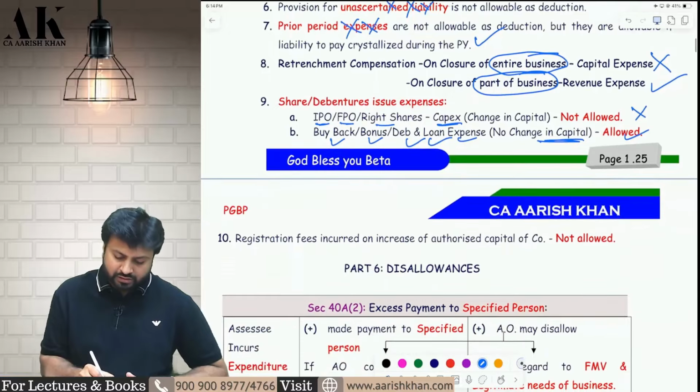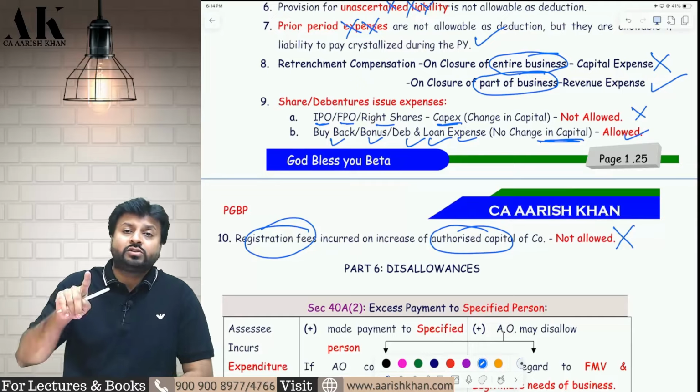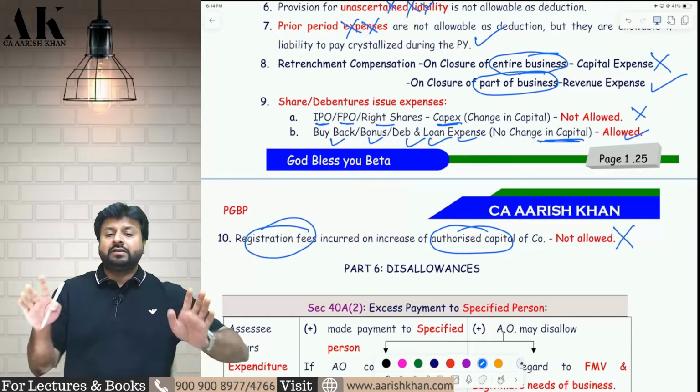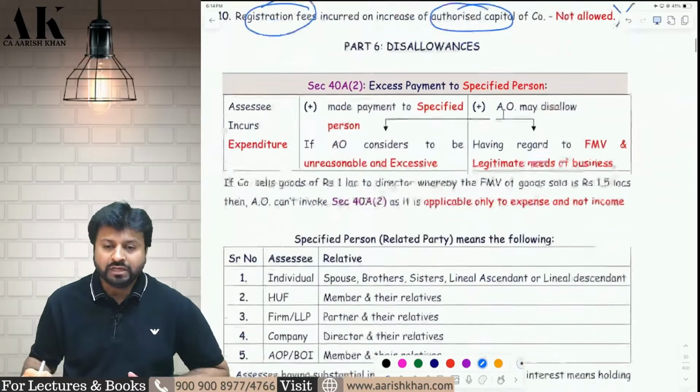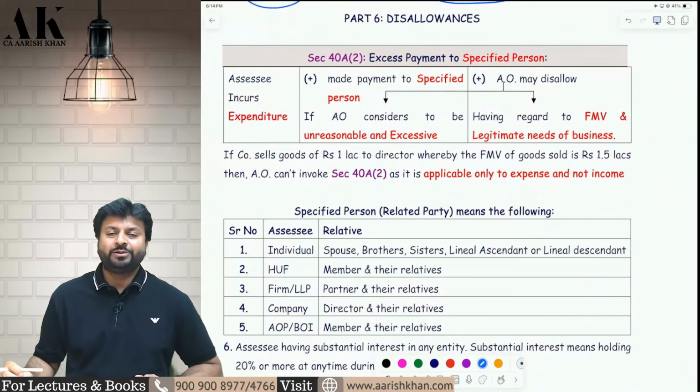Last but not least, registration fees for increasing authorized capital, that is not allowed because again, the intention is to increase the permanent capital of the company. Therefore, it is not allowed. I hope it is clear to all of you. Here we complete all the deductions under the income tax law, including the general deduction. So now let's move on to the next part, and that is disallowances.